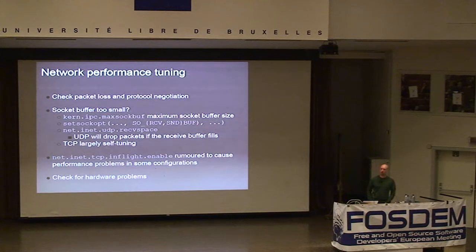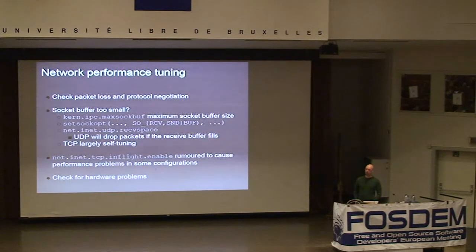So if you suspect a network problem, what can you do about it? Well, firstly, check everything seems to be configured properly. Packet loss is going to kill any sort of network throughput. For some applications, the size of the socket buffer may be important. There's a sysctl, the kernel IPC maximum socket buffer, which sets the maximum socket buffer. And some applications we found, particularly older applications, had the socket buffer set explicitly to some very small value, say 32K, which may have made sense 20 years ago, but is no longer an appropriate default. So you can check into the code, see if it's setting the socket buffer size explicitly. And it can be set anywhere up to the maximum enforced by the kernel.